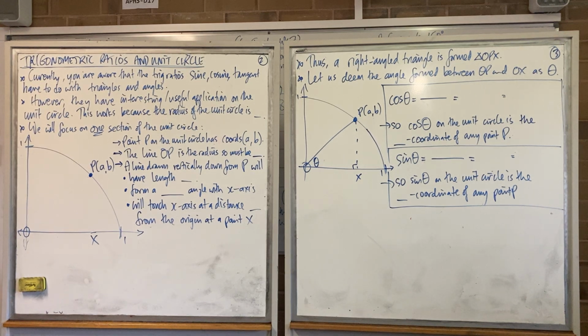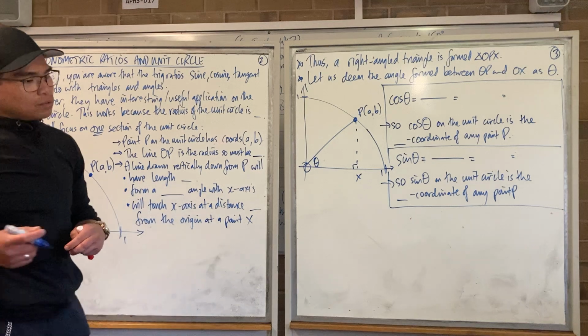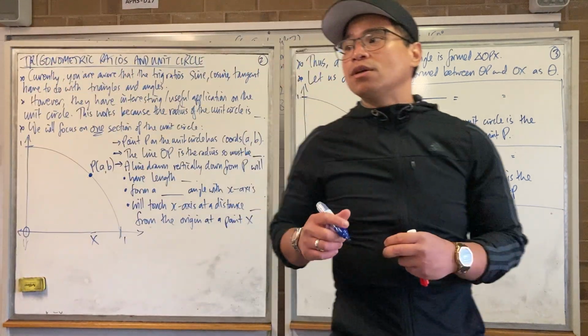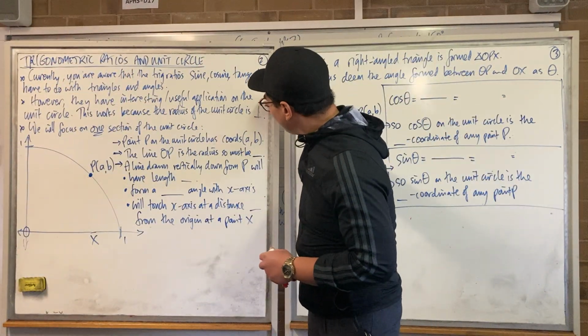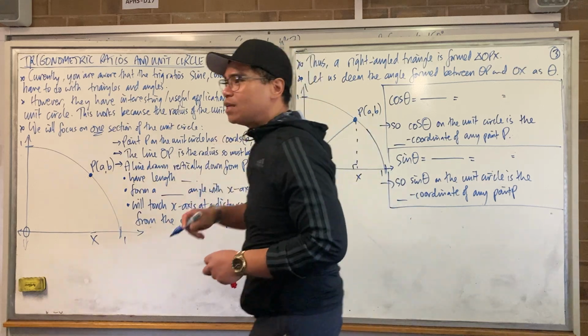Why does this work? Because the radius of the unit circle we just established was 360 degrees. No. How long is the radius of the unit circle? 1. Why is 1 useful? Because it allows us to cancel things.